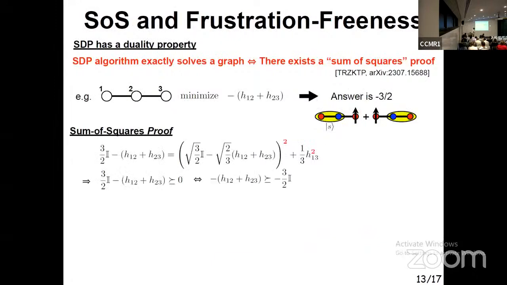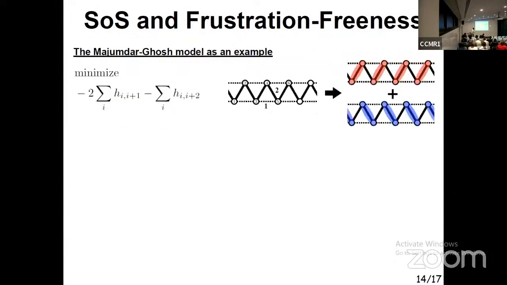So frustration-free models are, in physics, basically defined as models where the ground state is a simultaneous ground state of all the individual terms in the Hamiltonian. And this particular case with weights 1 and 2 is known to be that. But if you actually look at the ground state, that's not literally true, because this bond, for example, is not satisfied.